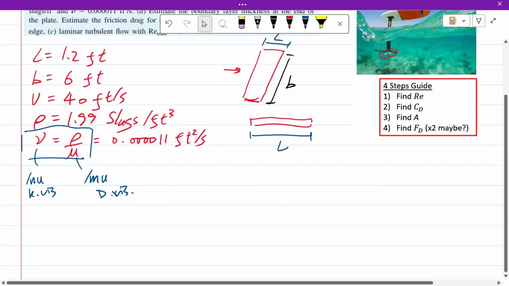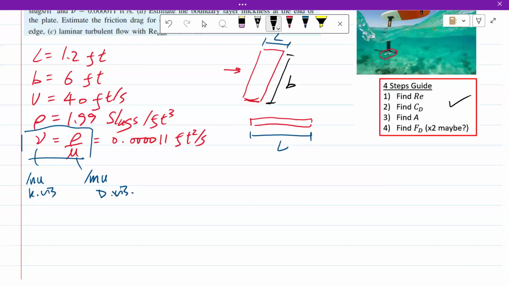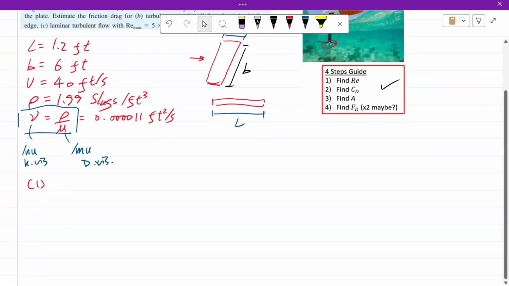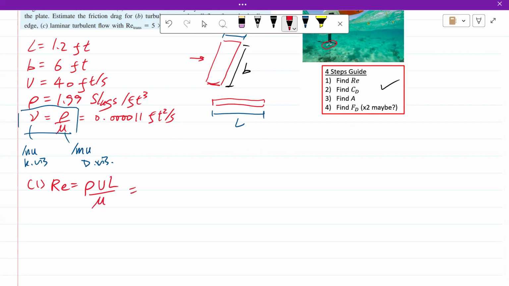Now, step one, Reynolds number. Re is equal to rho UL divided by mu, or UL divided by nu. L is 1.2 feet. V or U is equal to 40. 40 times 1.2 divided by 0.000011, which gives us 4.36 times 10 to the 6th.